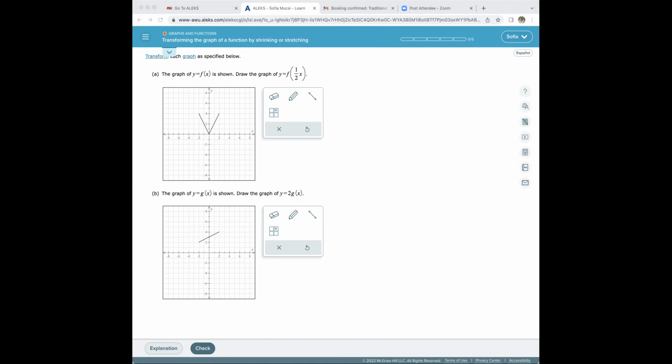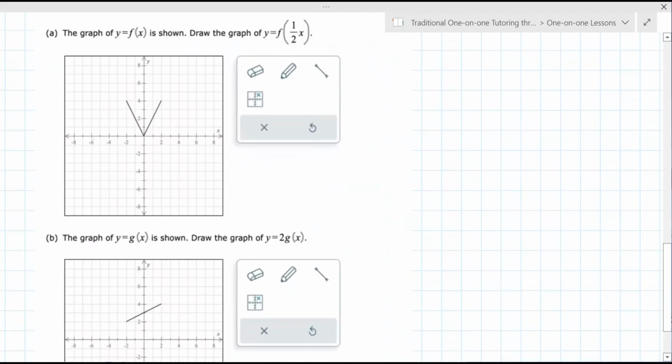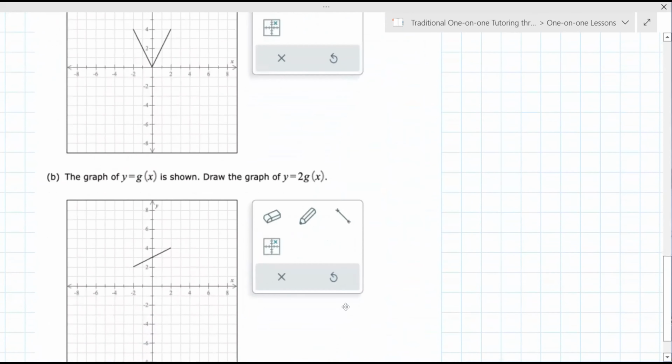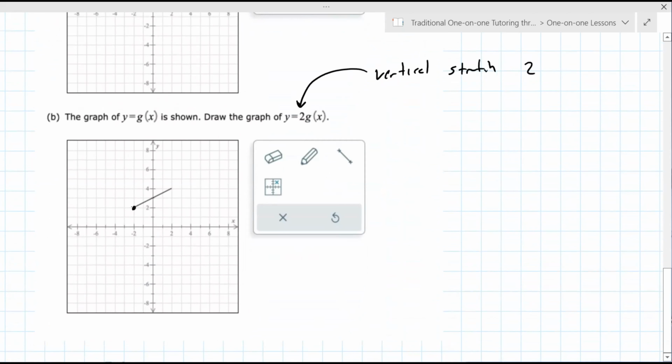All right, let me share my screen back and forth. I'm going to just zoom this in a little more. We're actually going to do the second one first because I think it's a little bit more intuitive. So this 2 on the outside, it's a vertical stretch by 2. Vertical is more intuitive. So that means everything, and you're generally just looking at the 2 endpoints.